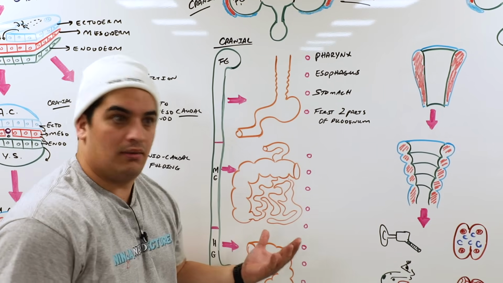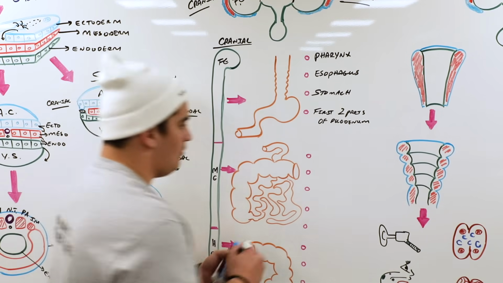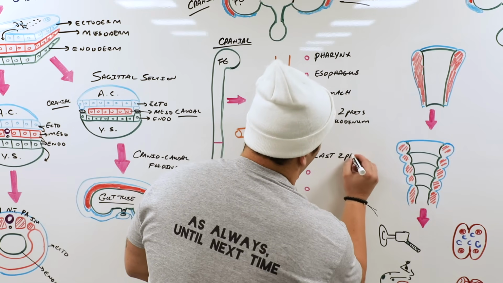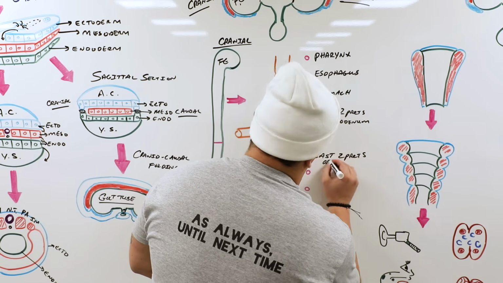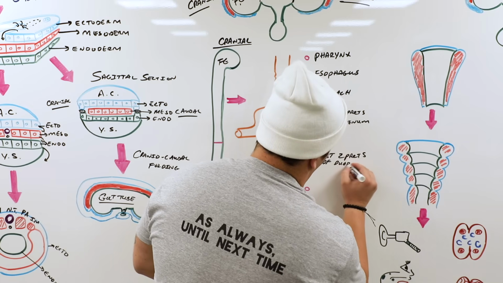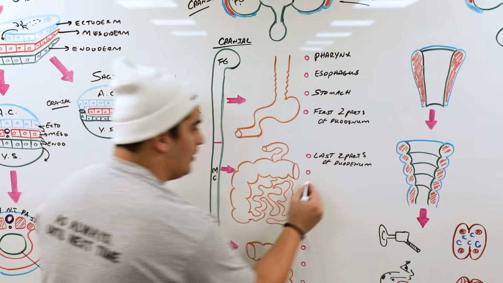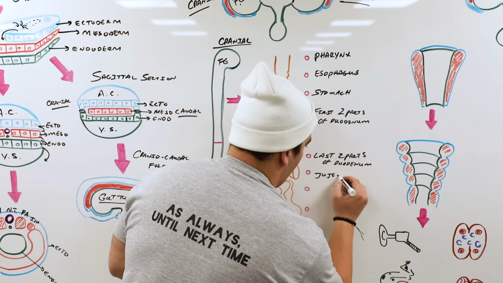What's left? The last two parts of the duodenum. Okay, so the last two parts, because there's four parts of the duodenum, right? So the last two parts of the duodenum, and then what's after that? Then you go to the jejunum. So you have your jejunum.